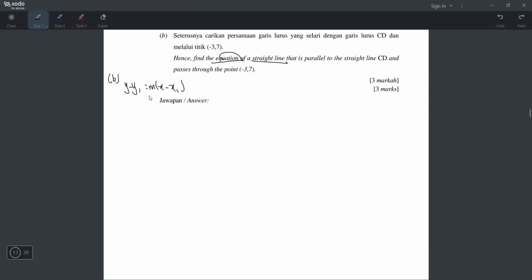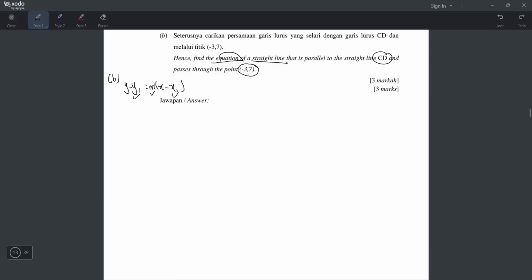Just use this formula. And how you use this formula, you have to ganti M, X1 and Y1. M, masukkan the gradient lah. X1, Y1, you can ganti with point yang passes through garisan tu lah. Okay, so let's see the soalan. Find the equation of straight line that is parallel to straight line CD and passes through the point (-3, 7). So it means later the X1, Y1 nanti mesti ganti dengan (-3, 7) lah.